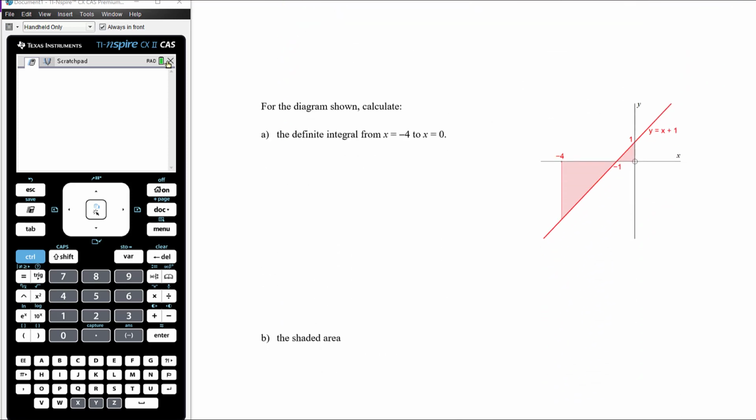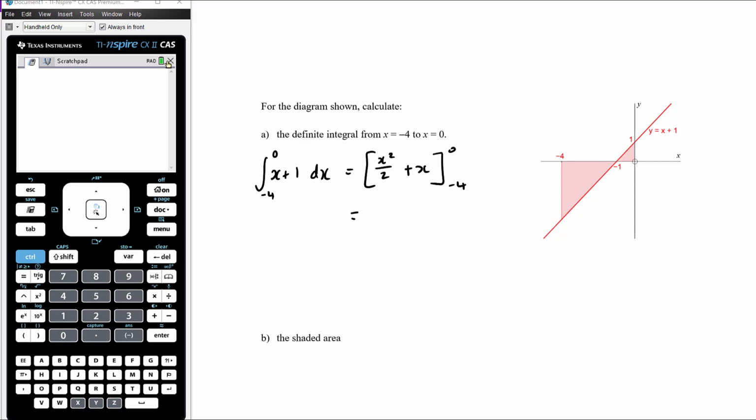Okay, so then let's think about what happens if the region we're interested in crosses over the x-axis, so some of it's above and some of it's below. So the first part of this question, we want to find the definite integral from -4 to 0. So we want to integrate x plus 1 from -4 to 0.